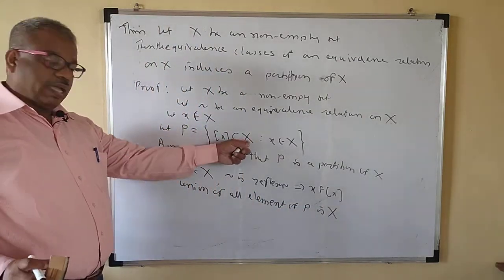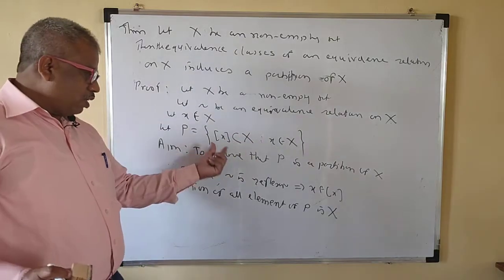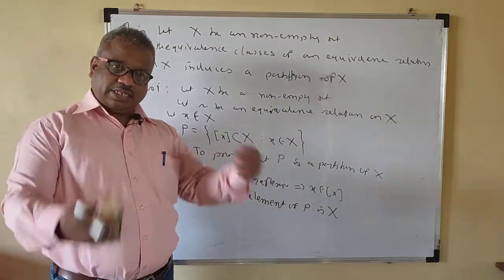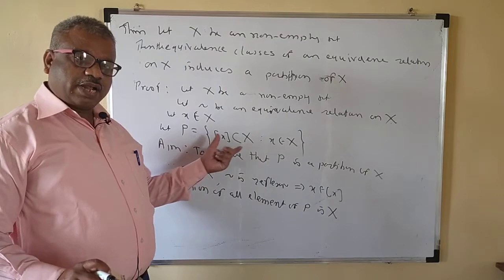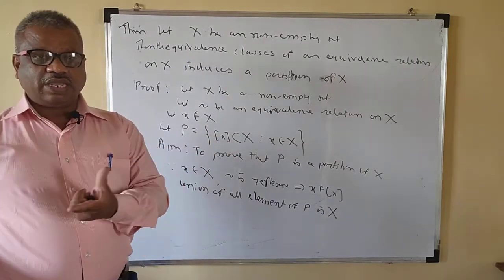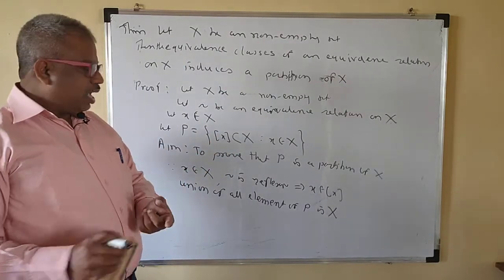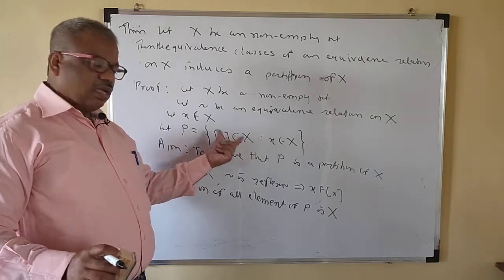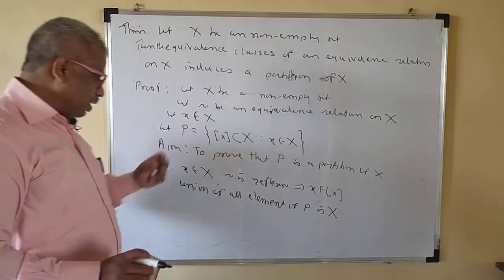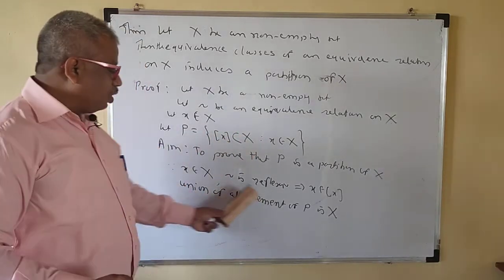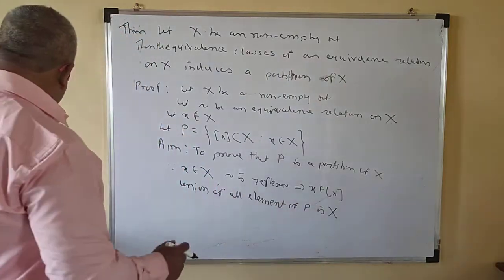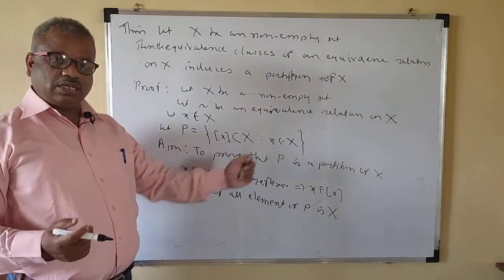Because each equivalence class is a subset of X, and if you take any element of X, it is in the equivalence class of x, right? So for every element we have the equivalence class it belongs to, and the union of all these will be your capital X. Okay, so one part is done, the union of all these. Now what you have to prove is that they are either identical or disjoint, right?